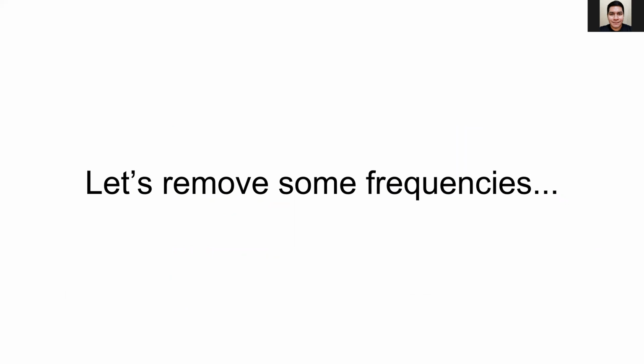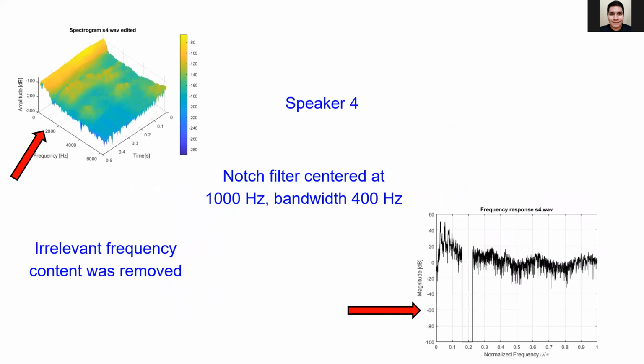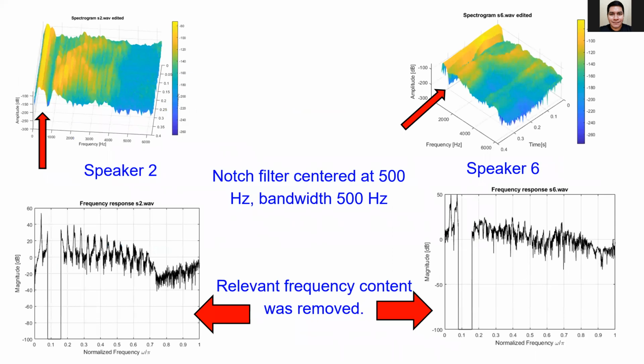Now let's remove some frequencies by notch filtering. We applied notch filtering on the training signal to generate different testing signals. For speaker 4, we set the notch filter centered at 1000 Hz with a bandwidth of 400 Hz. The frequency response shows us which part it is going to filter out. We can see from the spectrogram that the filter does not change much, with a loss of the high frequency.